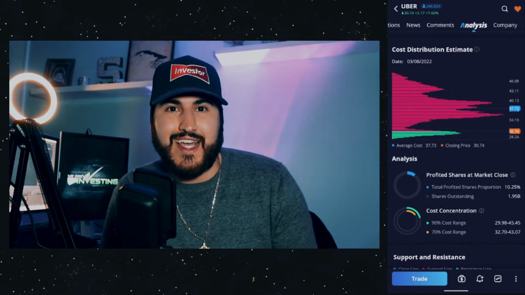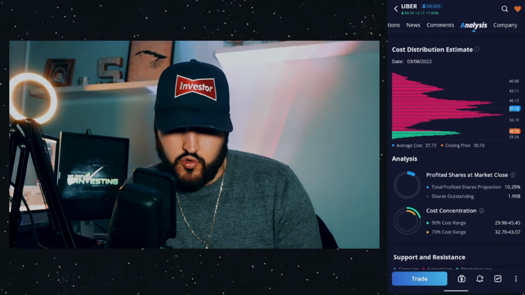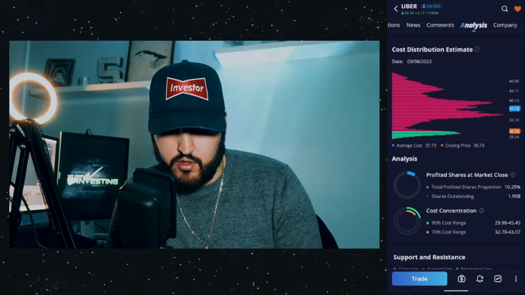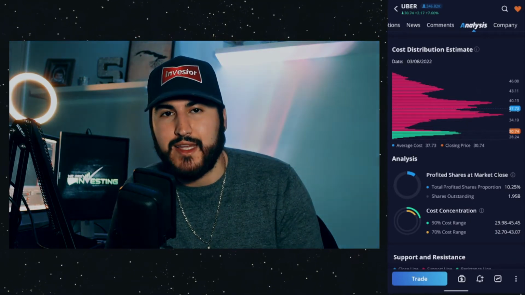You can also take a look at the cost distribution estimate. And this is basically volume at a share price. Which share price had the most amount of volume? And based on this graph, it's around $35. The peak was above that $34.19. I'm going to say that's around $35. That's where you saw the most volume at that price.